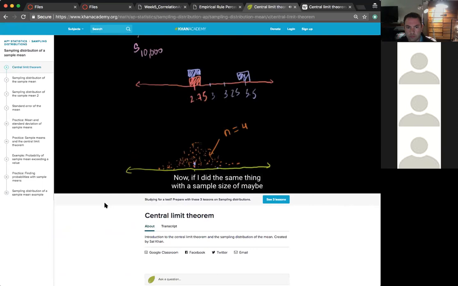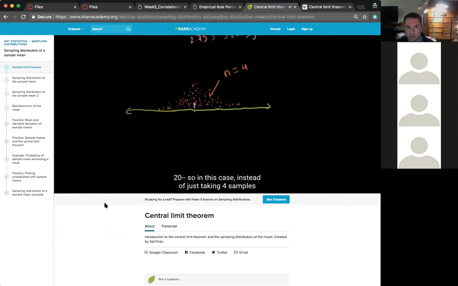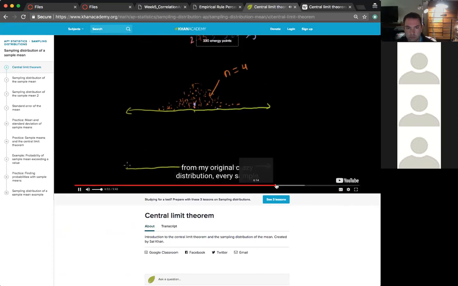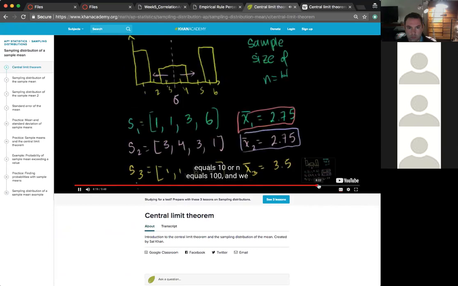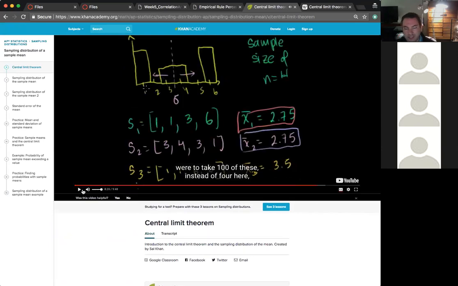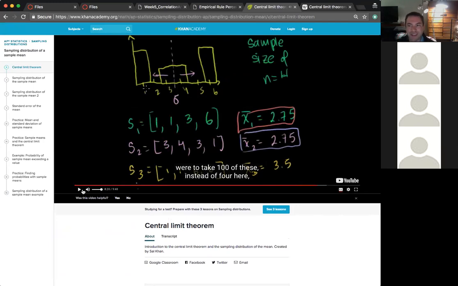Now, if I did the same thing with a sample size of maybe 20. So in this case, instead of just taking 4 samples from my original crazy distribution, every sample, I take 20 instances. If I were to plot the sample means, 10,000 of them, getting very close to a normal distribution, in fact, 100. That's kind of the example. That might not have been the best video to show, but Khan Academy usually has great videos.